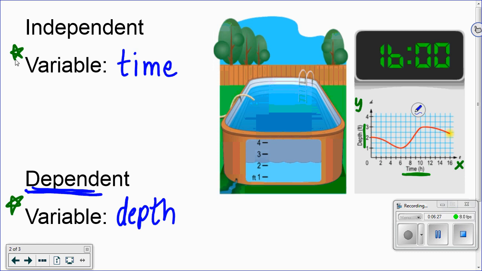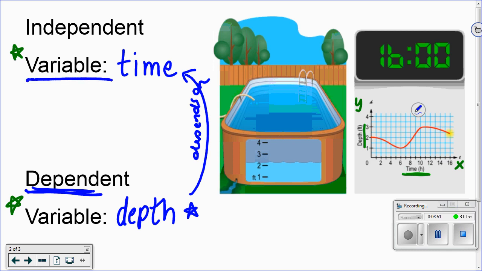Right? So again, depth depends on time. So that's independent and dependent variable. When you're going through one of these, you're trying to figure out which one is which. Ask yourself what depends on what and what makes more sense. Very often, or most times, time is going to be independent. Now that's not always true, but most times for what we're going to be doing, time is going to be the independent variable.